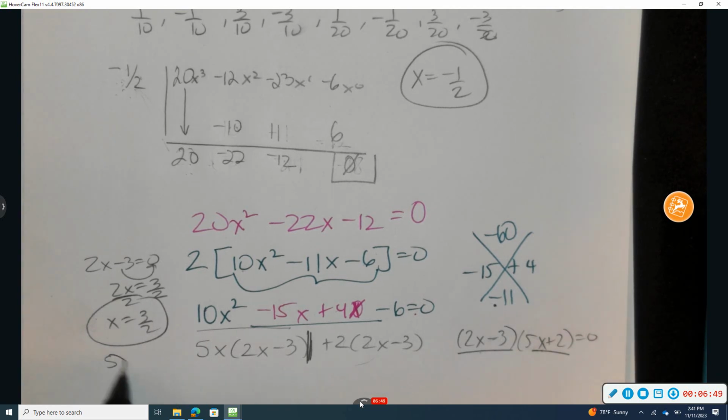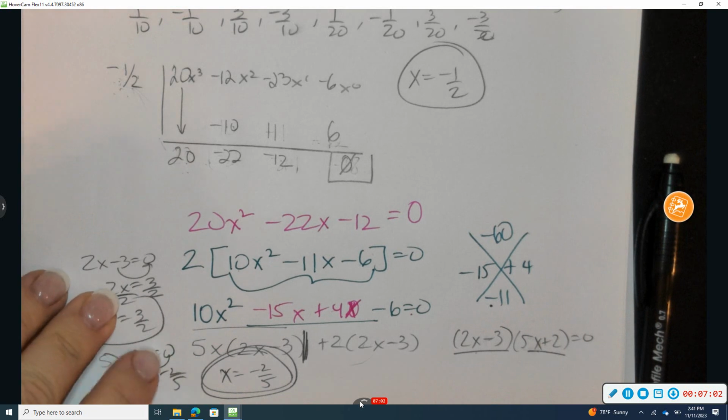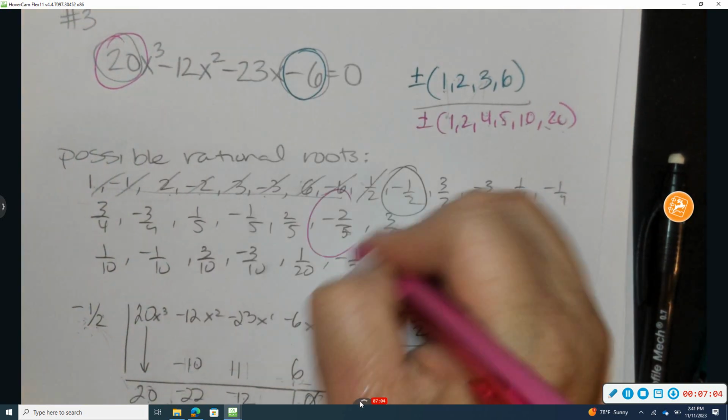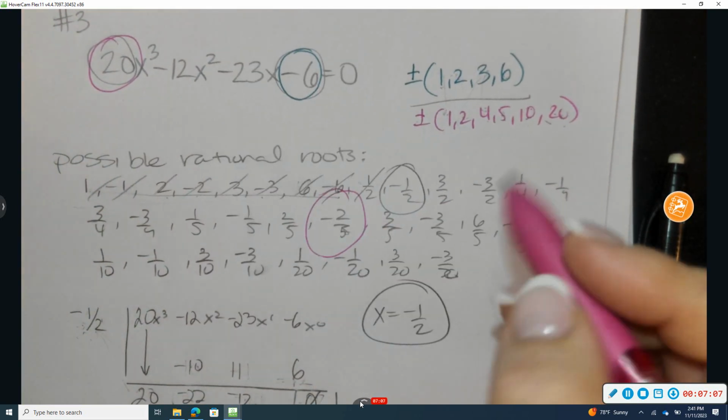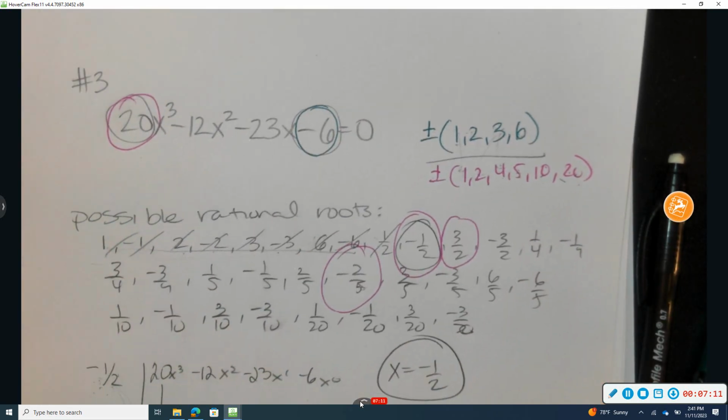Okay, x equals 3/2 is the second solution. And then I have 5x plus 2 equals 0. I'm subtracting 2 to the opposite side, dividing by 5, and I get x equals -2/5. So if I come up top, and I know my handwriting was messy, I have a -1/2, a -2/5, and a +3/2. These are the three solutions to this polynomial equation.